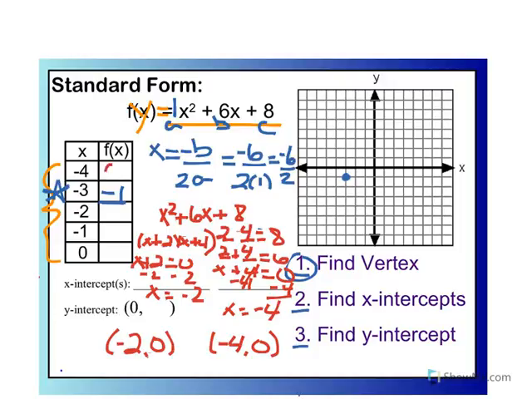So here are those points, negative 4, 0, negative 2, 0. So I'm going to go ahead and graph those points, negative 2, 0, and negative 4, 0. Take a moment, make sure you have those down as your x-intercepts. Now the next one, so we have found our vertex and our x-intercepts. Now let's find the y-intercept. Remember, the y-intercept is simply the constant on the end. It is 8. So it occurs at the point 0, 8. So there is another point that we can graph, 0, 8.